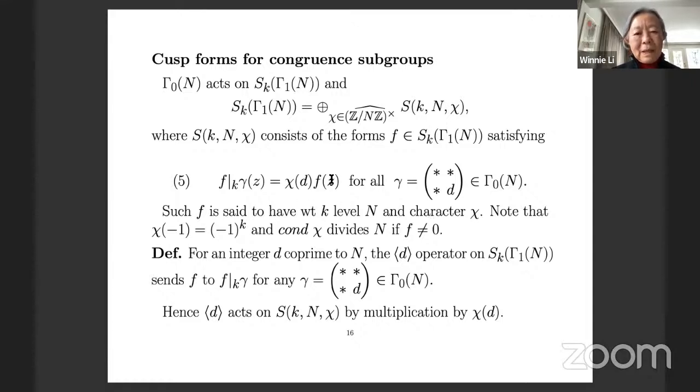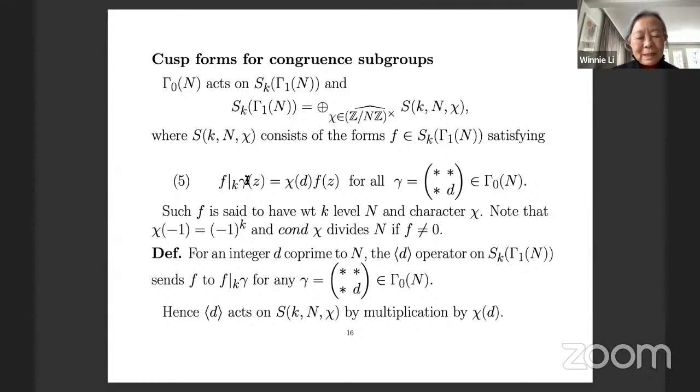Okay. So if this space S_k(N, χ) has a non-zero form, then there's some parity matching. So χ(-1) should equal (-1)^k, and it also means that the conductor of χ should divide N.